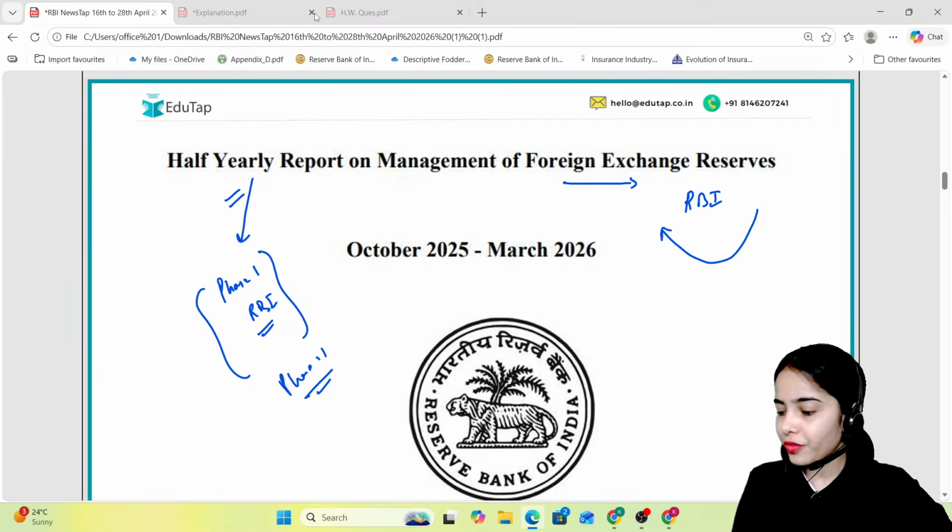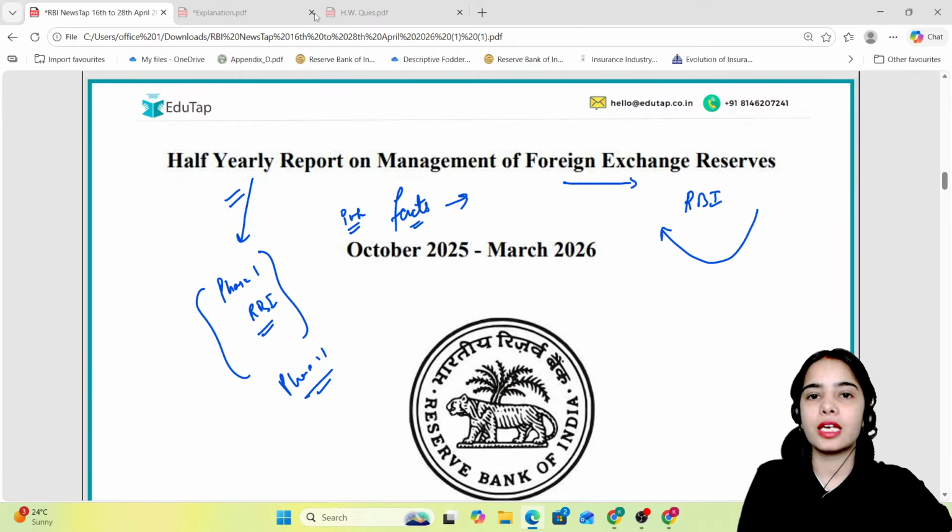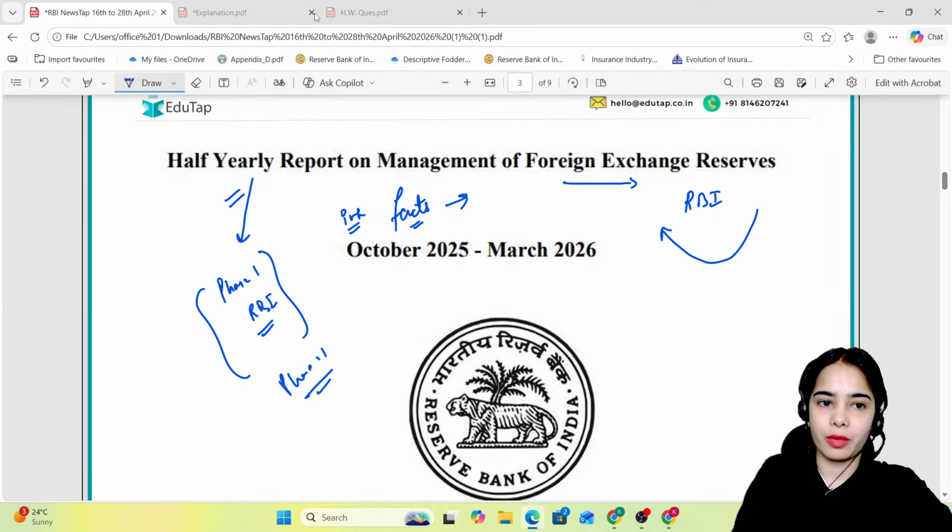So today we are going to have a detailed discussion about this report, the important data points that have been given in the report, and various facts that are important from the examination point of view. Previously also, questions have come from this report in the RBI Grade B examination, so this becomes very important.